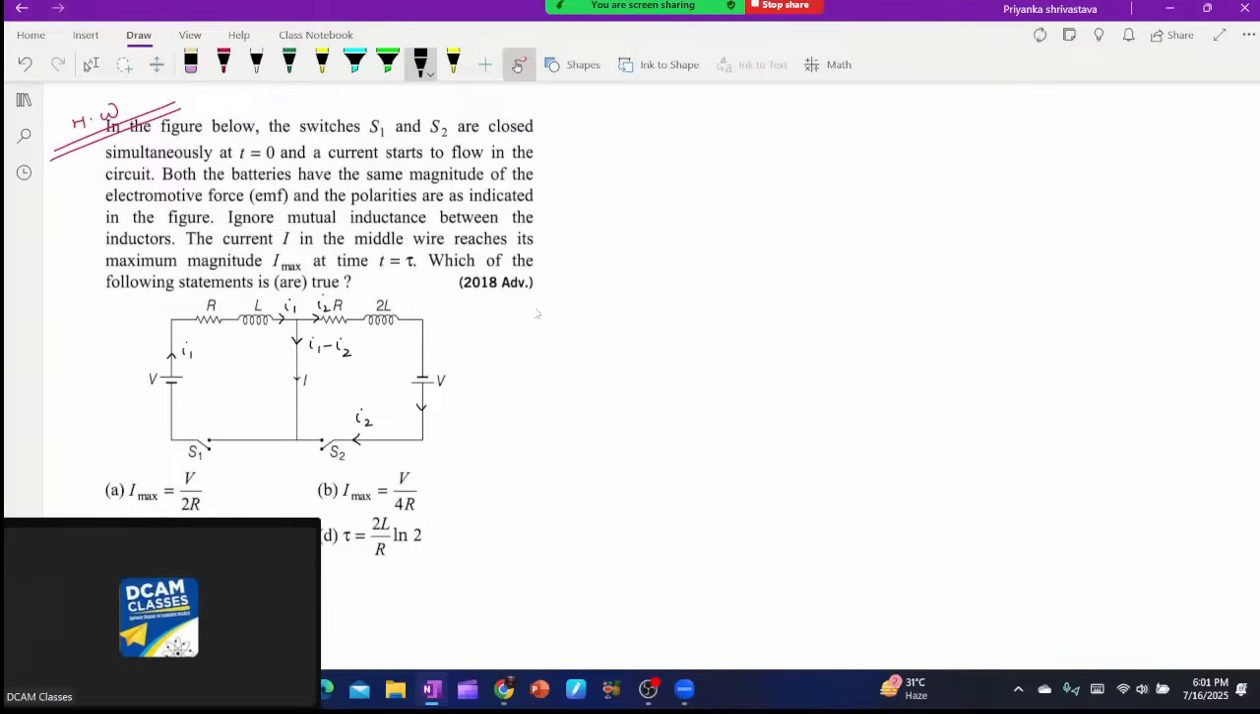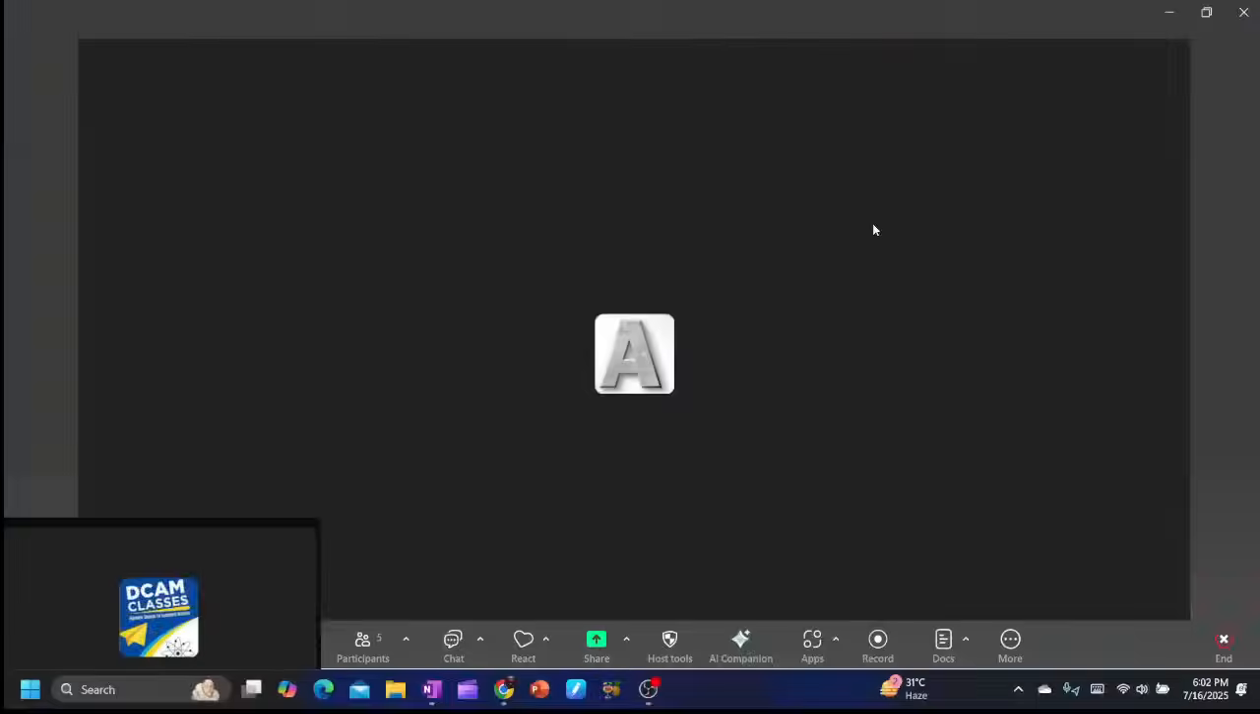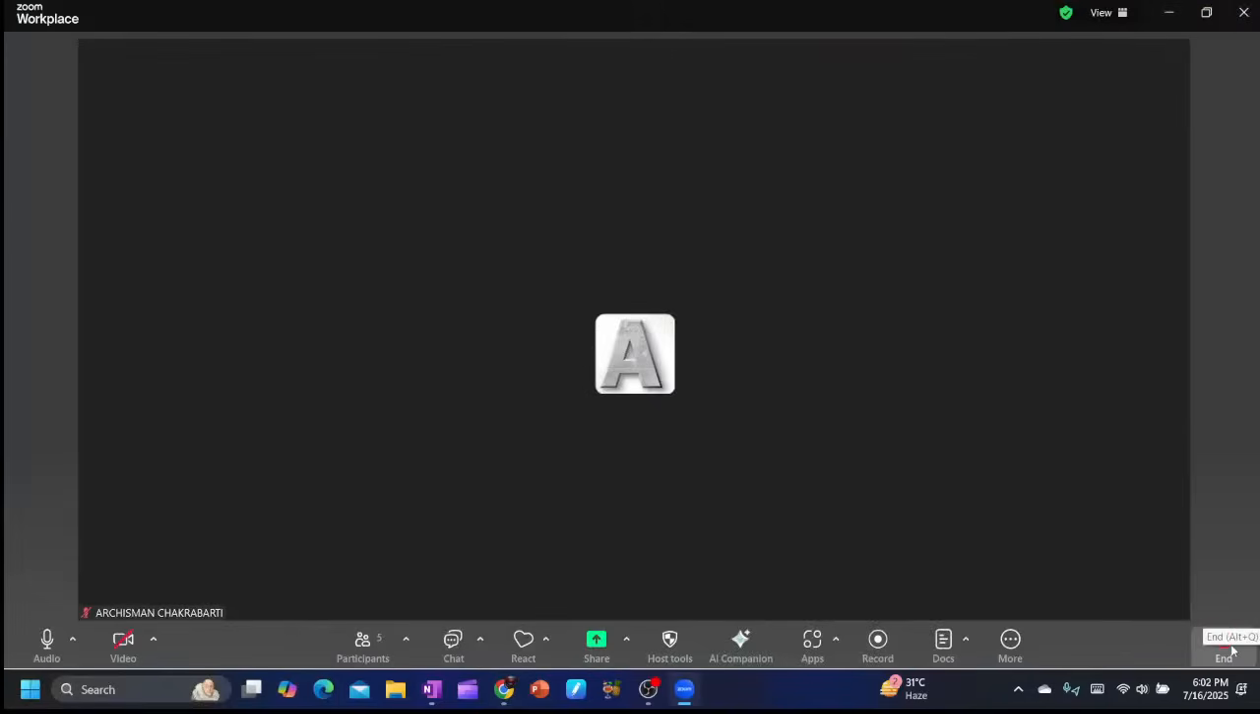So I1 you can write I1 is equal to V by R into 1 minus e power minus RT by L. I2 will be equal to V by R into 1 minus e power minus, like that. Then I will subtract and differentiate both. You have to subtract and differentiate. Got the idea, no? Yes. Just try to solve using that, and do it as homework.